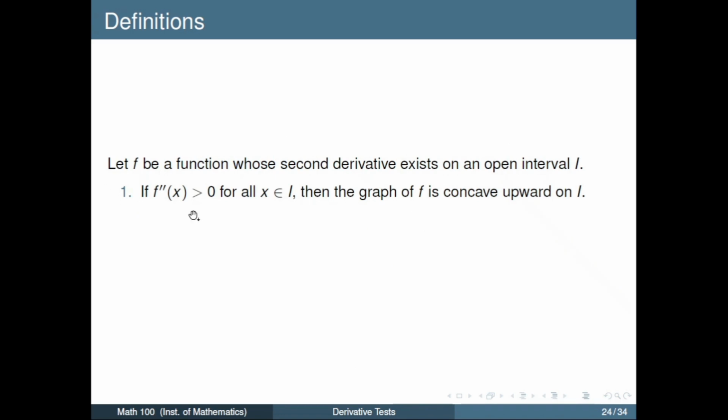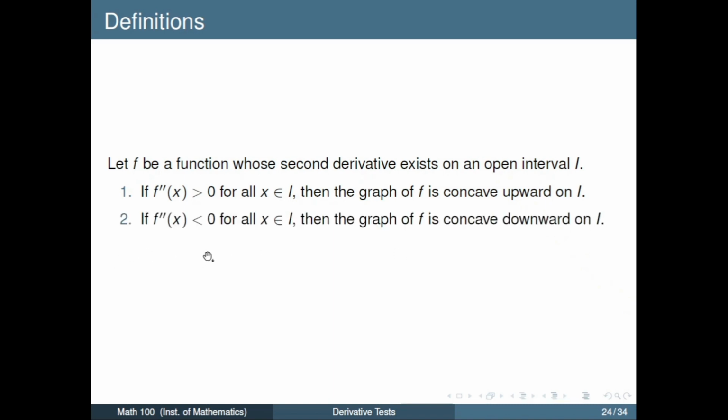If f double prime is greater than 0 for all x in the interval, then the graph of f is concave upward on I. Tapos, ganun din, kung gusto mong f prime is decreasing, that means your f double prime is less than 0. This is that case. If the second derivative is less than 0 on that interval, then the graph of f is concave downward on that interval. So, para ma-check ang concavity ng graph ng f, you just look at the signs of the second derivative. Okay?